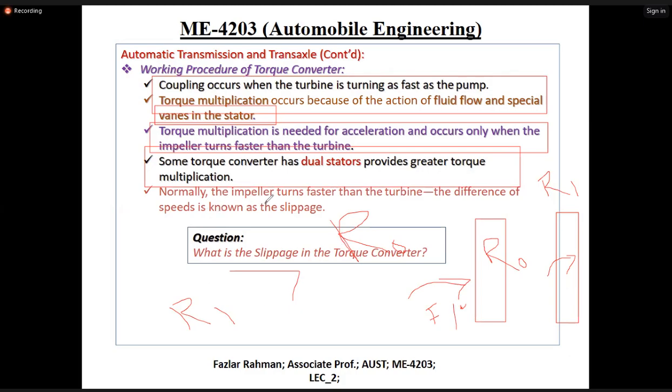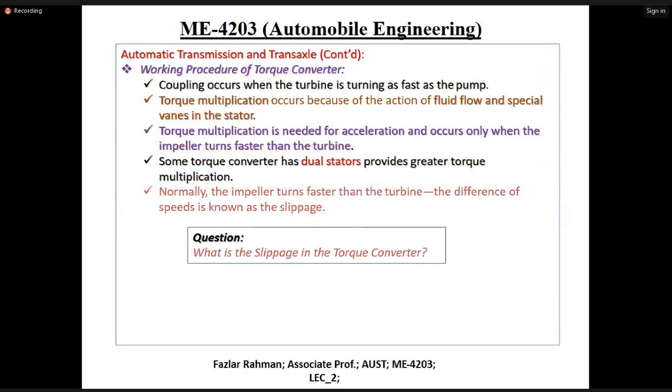Normally the impeller runs faster than the turbine. The difference of speed or torque is called slippage. Right over here they are calling it the difference in speed, but actually it will be the difference of torque. That is called slippage. So they use some mechanism to reduce the slippage of torque.